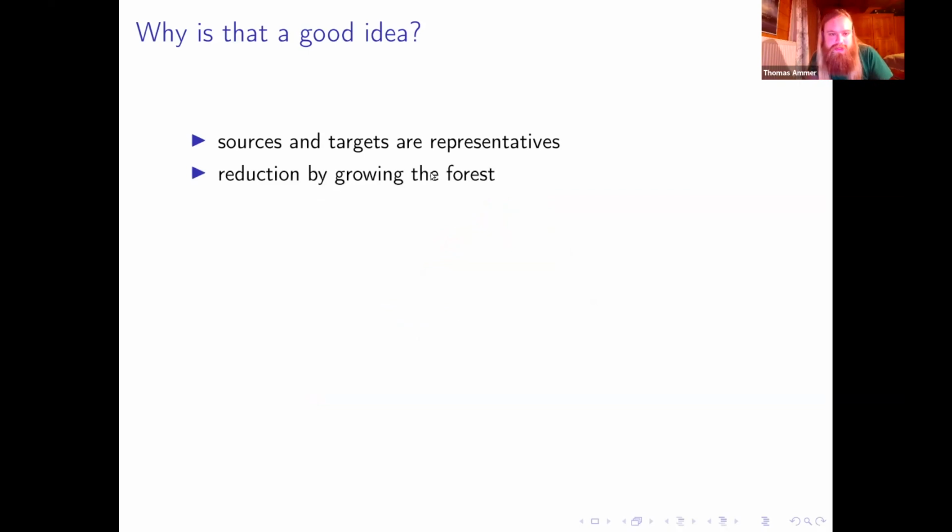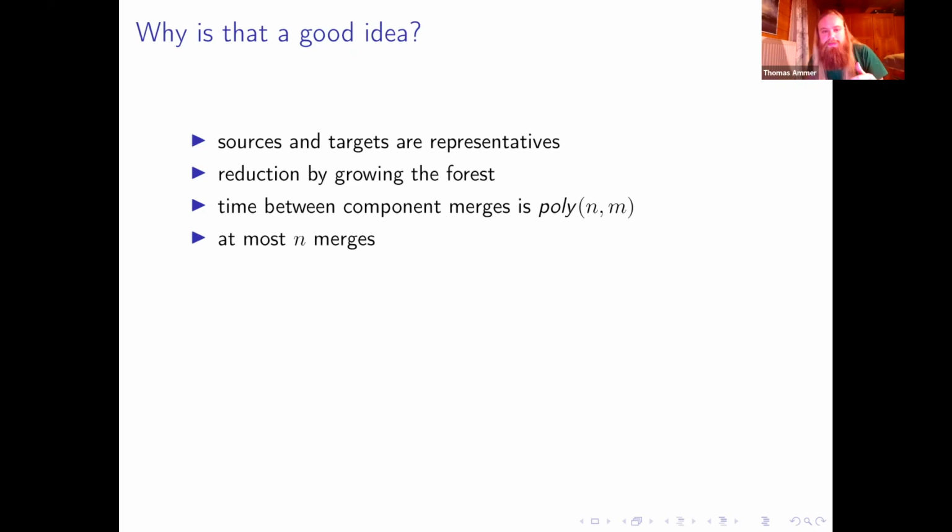And the number of representatives is reduced because the forest keeps growing. In fact, one can prove by an involved argument that the time between component merges will be polynomial in the number of vertices and the number of edges of the graph. And because the number of vertices is n, there can be at most n merges. And that means the number of augmentations will be, again, linear in some polynomial that depends on the number of vertices and the number of edges.